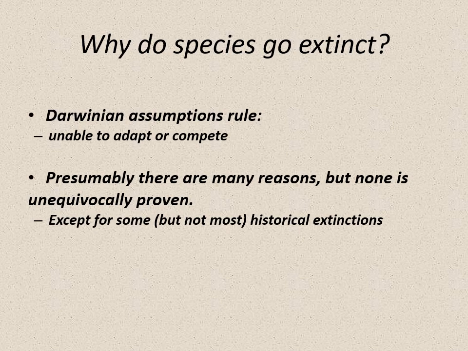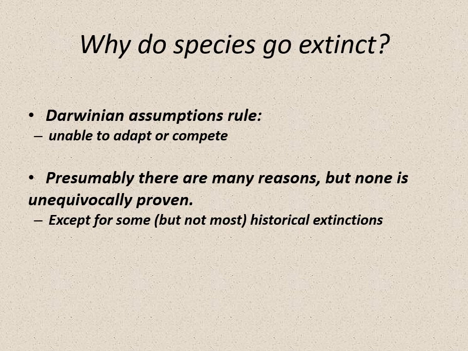Well, there's a couple of different possibilities. There's the basic Darwinian assumption that they're just unable to adapt or compete with another organism or with changes in their environment. Remember, the Earth is constantly in flux. It's constantly changing. Thus, organisms, if they're stagnant, are going to find the environment that they're a good fit in now changing into something that's not such a good fit later on.